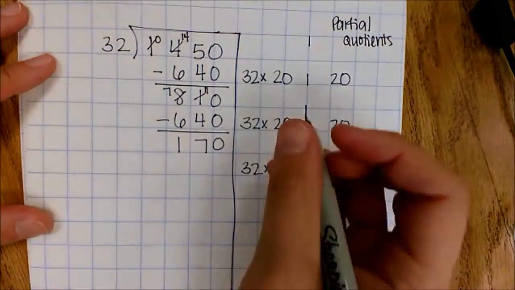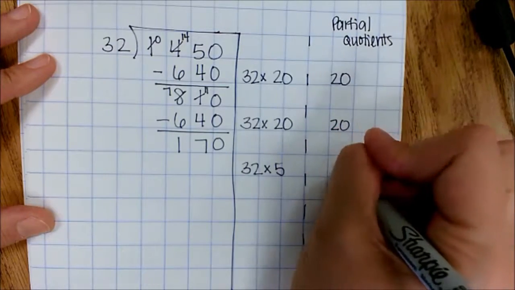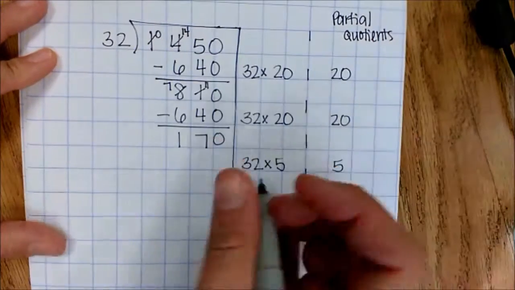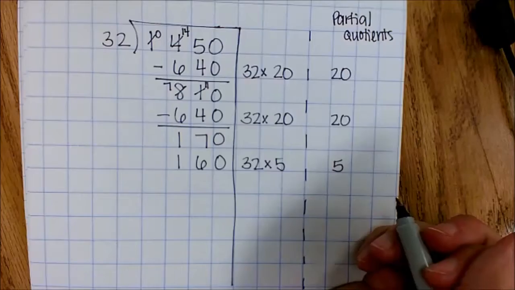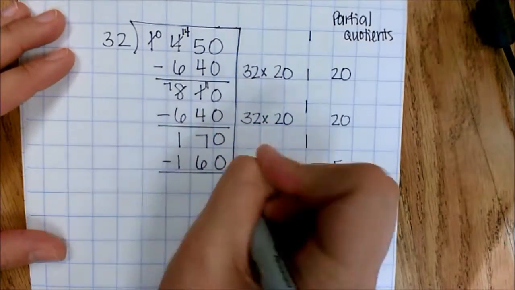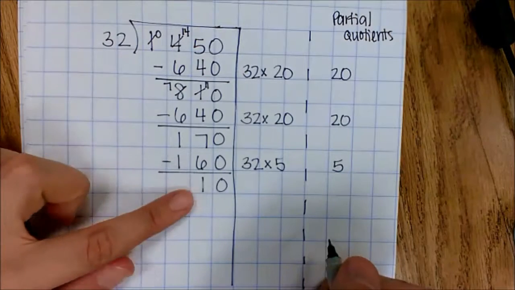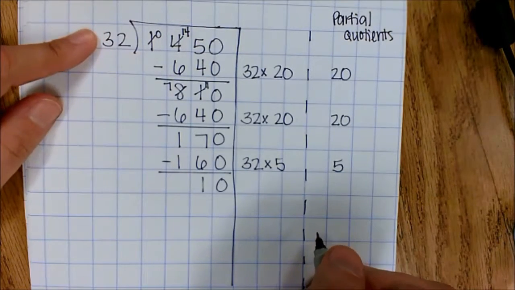So what if I tried 32 times 5? 32 times 5, pulling out my 5 to the partial quotients column. 32 times 5 would give me 160. And then if I subtract, that'd be 0, 1, and 0. And that becomes less than my divisor, which I know means that I'm done.